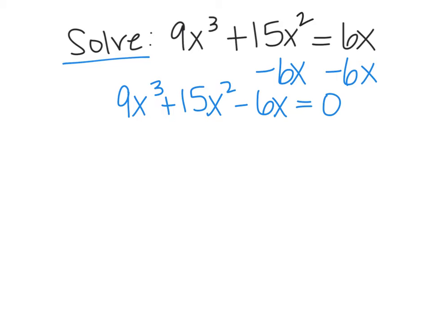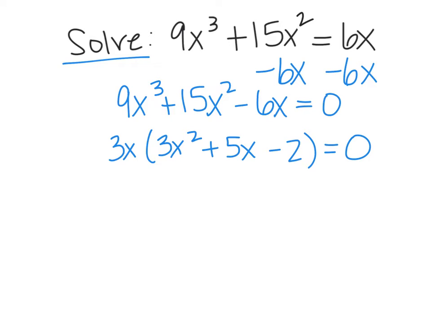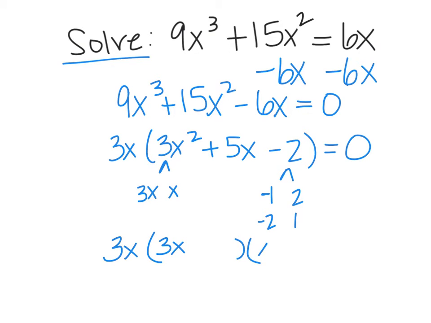Then the first thing I always am going to look for is a GCF. So my GCF with 9x cubed plus 15x squared minus 6x is going to be 3x. And I am left with 3x squared plus 5x minus 2 is equal to 0. Then I need to work on factoring what is in here. So my only factors for 3x squared are going to be 3x and x. And then my factors for negative 2 are negative 1 and 2 and negative 2 and 1. So when I look at those, I'm going to write 3x. And then I know I'm going to have a 3x and an x.